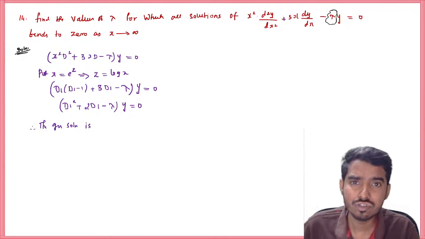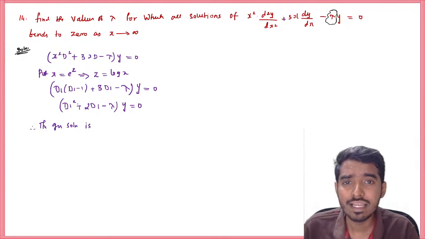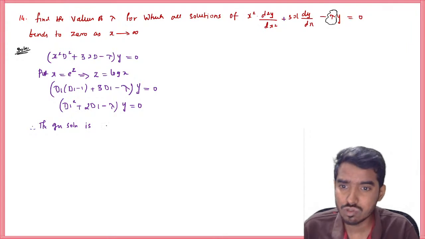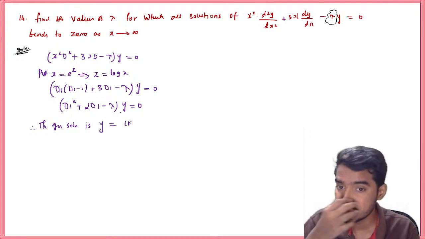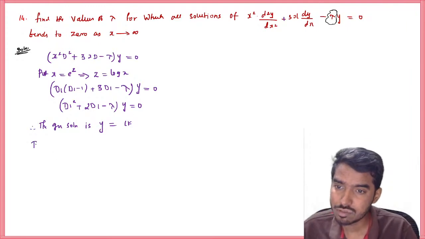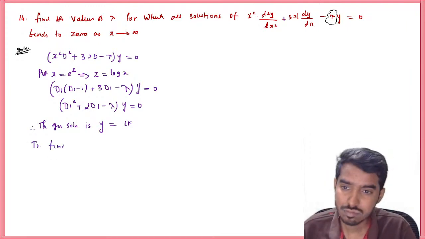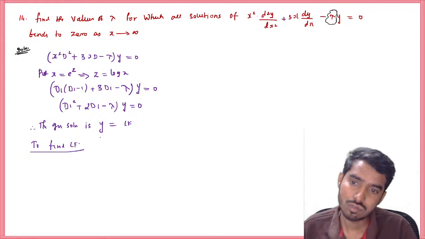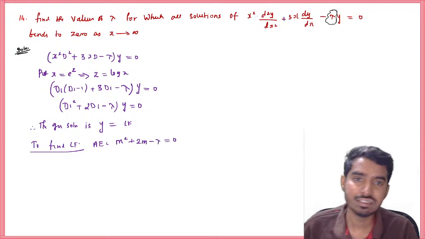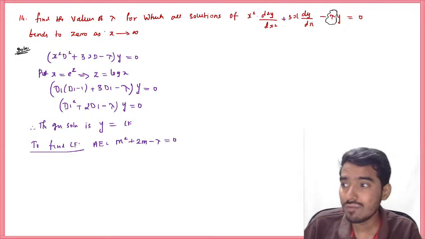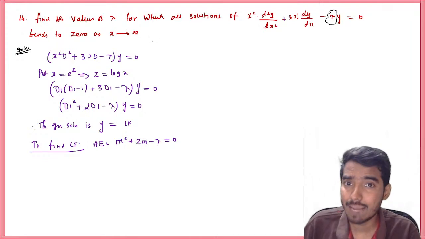Therefore, the general solution is what? You can see it is reduced to a second order linear differential equation with constant coefficients. The solution is y is equal to CF alone, right? What is your CF? To find CF, what's the auxiliary equation here? M square plus 2m minus lambda is equal to 0, right? Find all values of lambda. This lambda has to be a real number, because you are finding only real solutions.